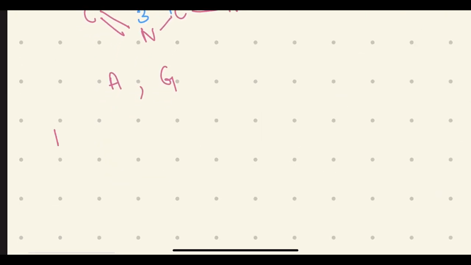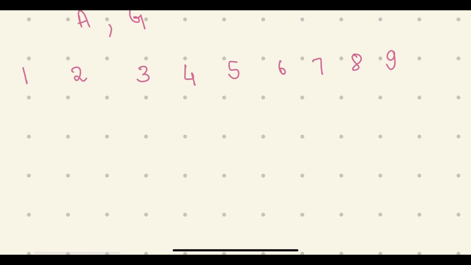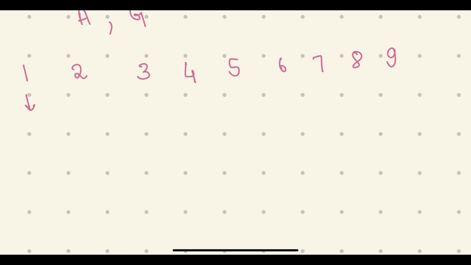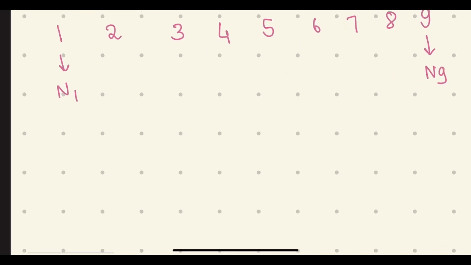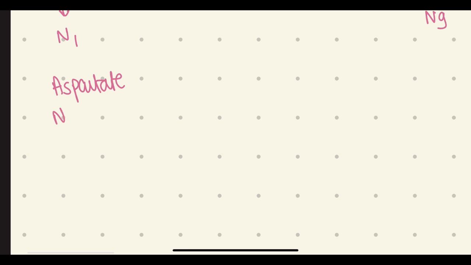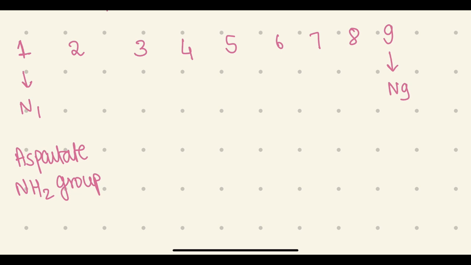To start off, start numbering from 1 to 9 and I'll tell you a way to remember all of them. So you start off with N1 and N9. The source for N1: 1 stands for A, aspartate. A1, A for aspartate. So the NH2 group of aspartate supplies the N1 of the purine ring. I'll tell you about N9 in a while.